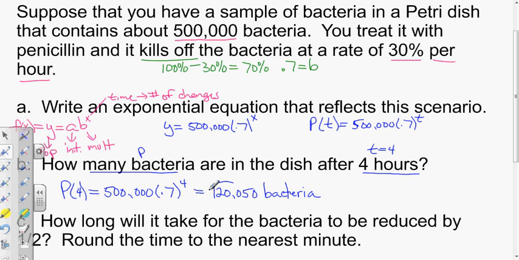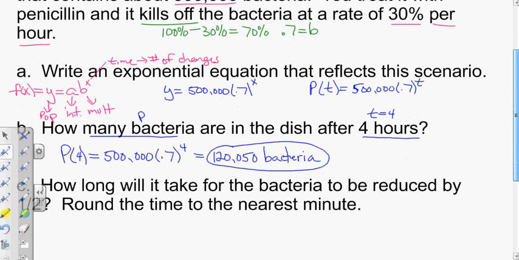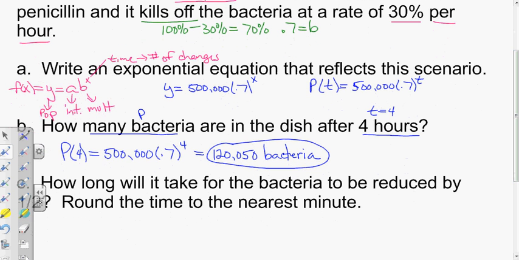Writing the unit of what that number represents makes sense too, to say it's a number of bacteria. Now it says how long will it take for the bacteria to reduce by half. How long will it take is implying I'm looking for a time. So t equals question mark.